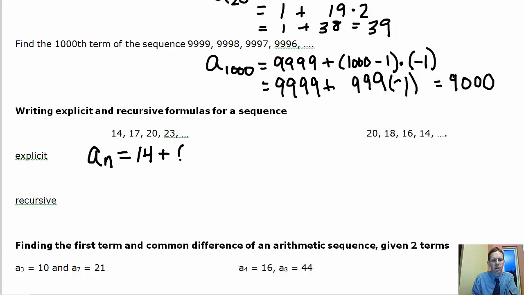plus, now instead of doing n minus 1 and replacing n with a number, n could be any number or any term number. So I'm just going to leave this as n because I'm not looking for the 5th term or the 6th term. I'm just writing a formula, so I need a variable. And we're going to do minus 1 times the constant difference, which is 3. Don't substitute for n.